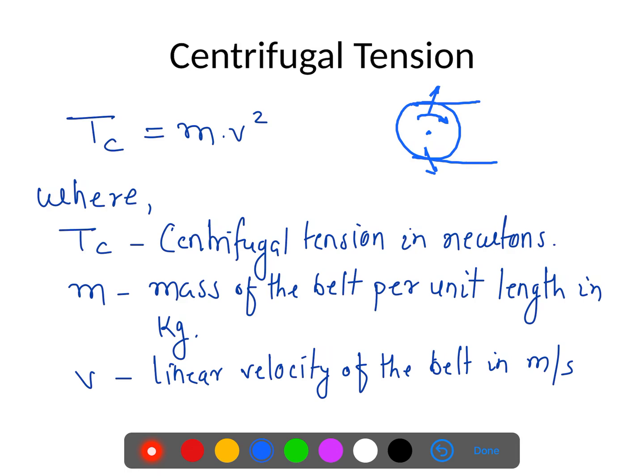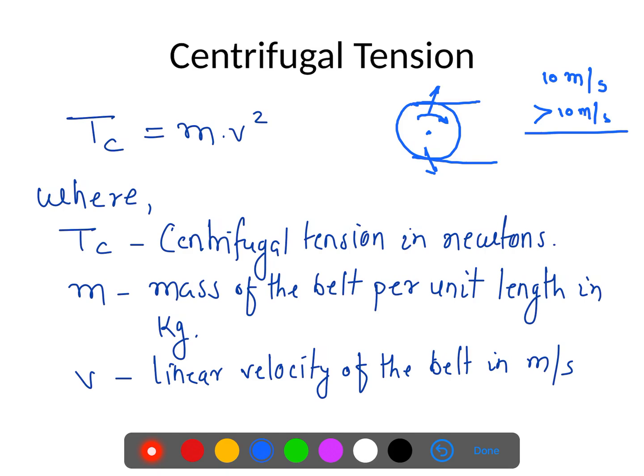centrifugal tension. Actually, the effect of this centrifugal tension, when the velocity of the belt is less than 10 meters per second, is negligible, but when it increases and becomes more than 10 meters per second, there is a considerable effect of the centrifugal tension on the belt. So how can this centrifugal tension be found out?